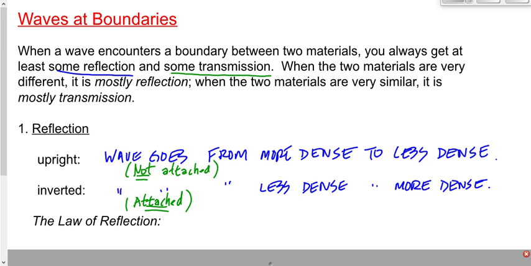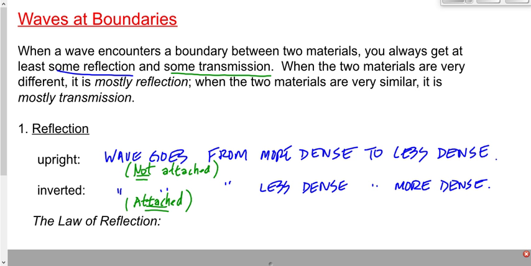How do you think the amplitude of the reflected wave will compare to the amplitude of the wave that struck the boundary? Remember what amplitude is related to. How do you think the amplitude of the wave that is reflected will compare to the amplitude of the wave that we had in the first place, Nick?